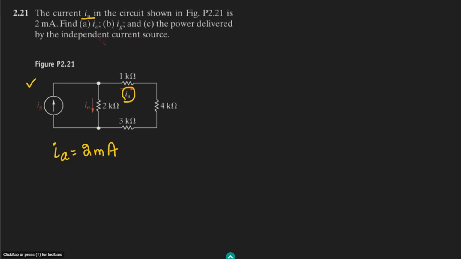So on the basis of it, we have to find the value of I naught, the value of IG, and the power delivered by the independent current source. We have to find the power delivered by this one. Okay, so let us start it.